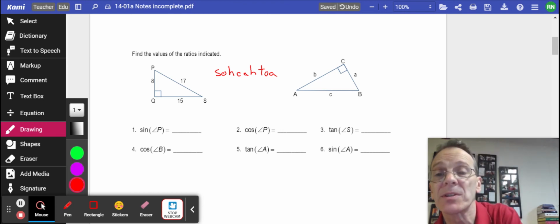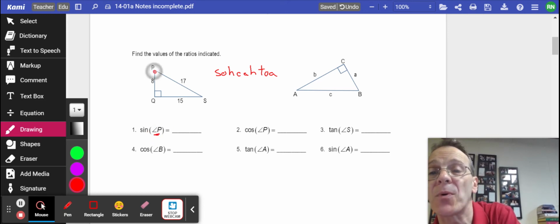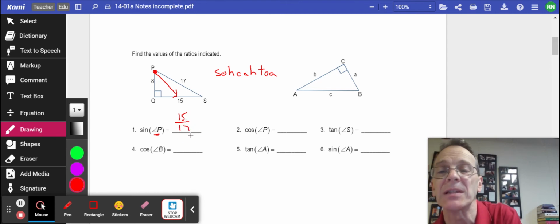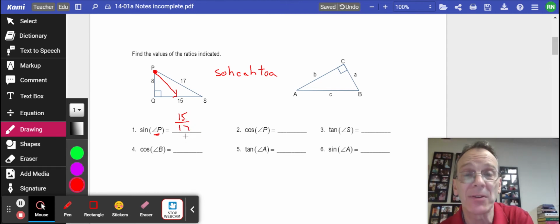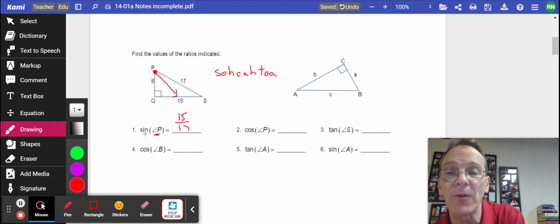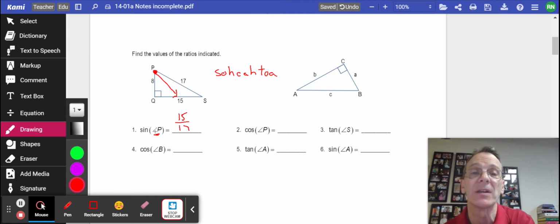All right, so sine is opposite over hypotenuse, but we're starting from angle P's point of view. From P's point of view, the opposite is 15, and the hypotenuse is 17. Now the hypotenuse is the hypotenuse from any point of view on this triangle. But the opposite from P's point of view is 15.